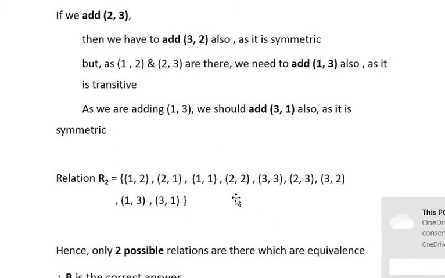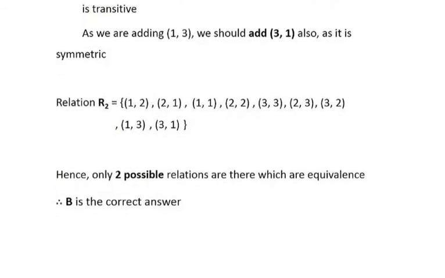because this relation is the maximum. This relation contains all the elements. Therefore it is A cross A, and here only 2 possible relations are there. The first one is R1, which is the smallest possible relation, and the next one is A cross A, which is the largest possible relation. So basically we are getting 2 possible. Okay, so B is the correct answer.